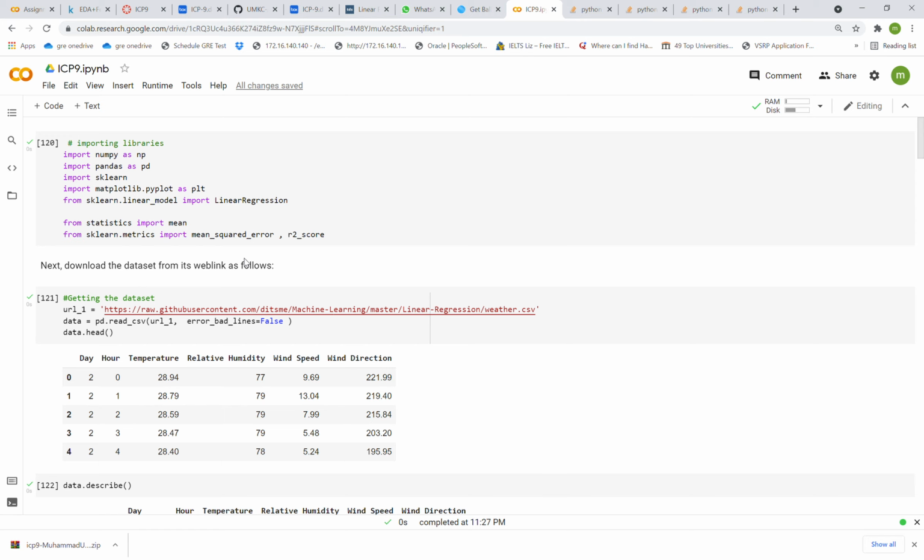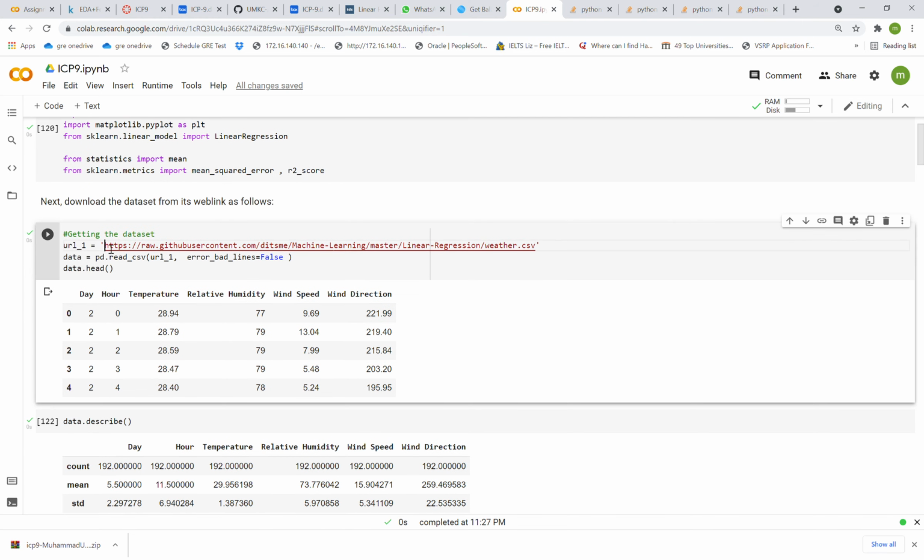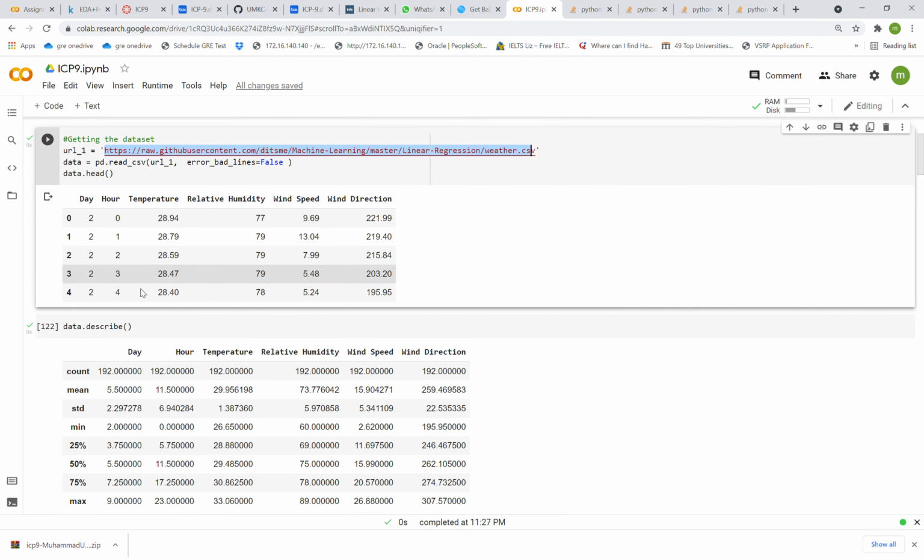We were supposed to do linear regression on this ICP and find out the best fit line, root mean square error, y-intercept, the slope of the equation and all that. So I imported this dataset from a GitHub source. It's a weather dataset. I have two variables, one independent and one dependent. The temperature column is my x values and the humidity column is my y values.